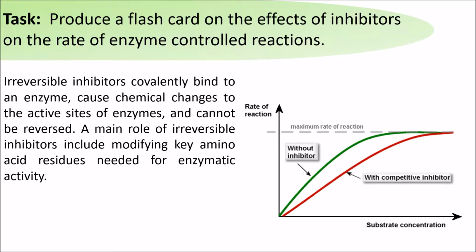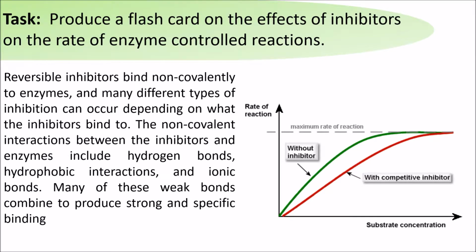Irreversible inhibitors covalently bind to an enzyme, which causes chemical changes to the active sites of the enzymes and cannot be reversed. The main role of irreversible inhibitors includes modifying key amino acid residues needed for enzymatic activity.